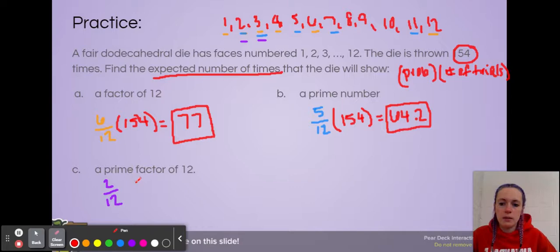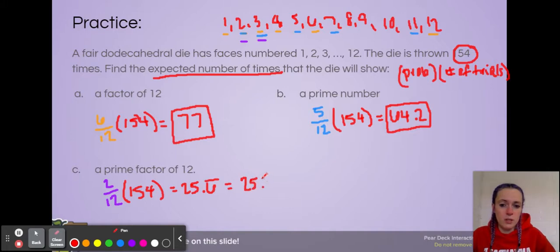And then finally, prime factor of 12. So I had 2 of those prime numbers that were also factors of 12, 2 and 3. So 2 out of my 12 numbers are prime factors of 12, and I'm multiplying that one more time by 154 to get 25.6 repeating. So to three sig figs, 25.7, or again, rounding it down to 25 or up to 26 is fine.